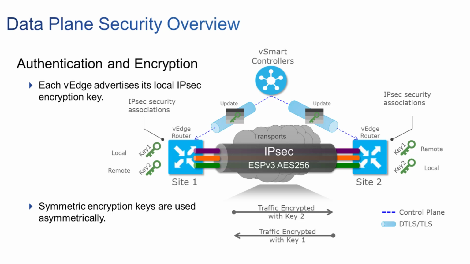Now, if the vEdge routers in our overlay network were to send traffic over the public cloud, that transmission typically would be considered insecure. Anybody in the middle would be able to sniff that traffic, and they would be able to implement different types of attacks, including various man-in-the-middle attacks on that traffic itself.